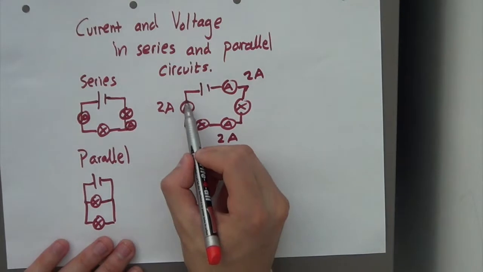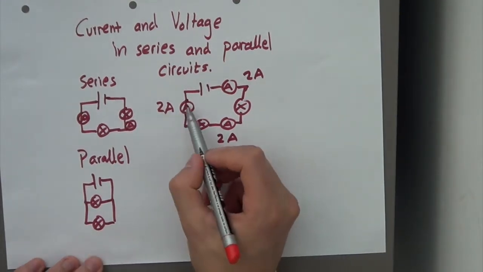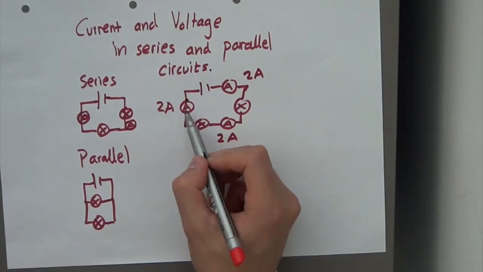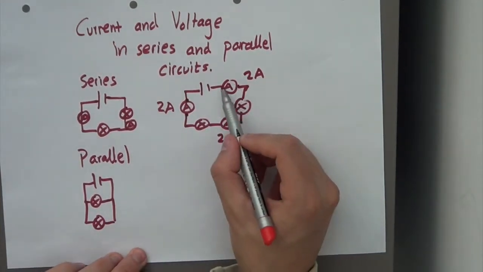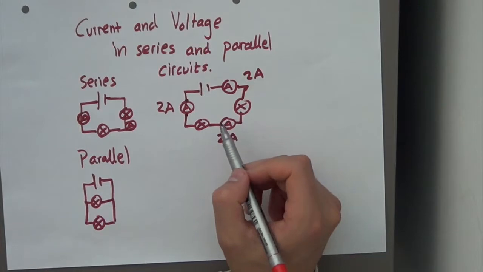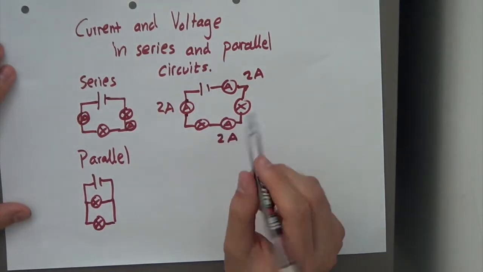Also, when you connect an ammeter in a series circuit, make sure it is in series. It is in between the wires. It is not connected in parallel like a voltmeter, which I will show you in a second.